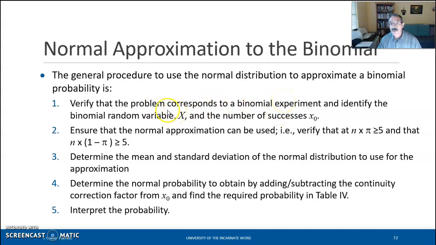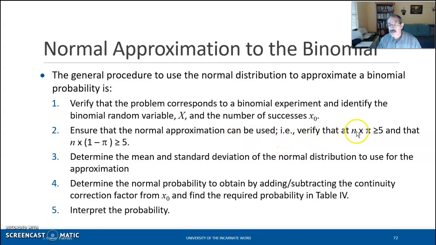So the general procedure that we're going to follow is, number one, you need to ensure that the problem you're dealing with corresponds to a binomial experiment. And then identify the binomial random variable and the number of successes involved in the probability question. Once you do that, you need to ensure that a normal approximation can be used.